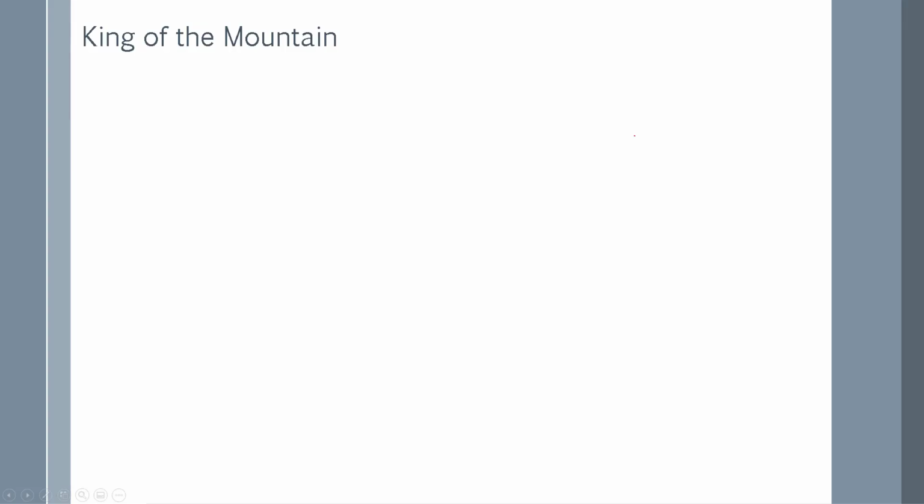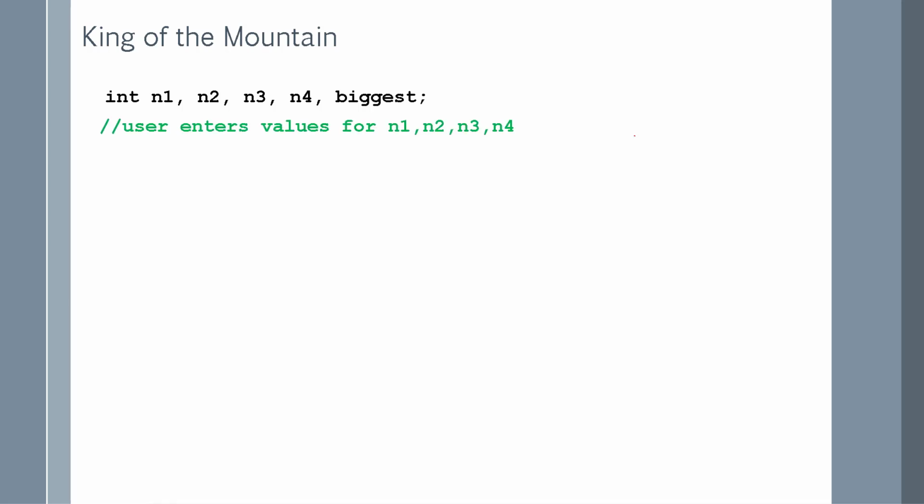Let's look at some actual code that uses the King of the Mountain algorithm. We're going to define 5 integers shown here. Then we'll get the user's values for the first 4 integers. To save space, I'm not showing that code. So let's suppose the user entered 14, 6, 18, and 19.